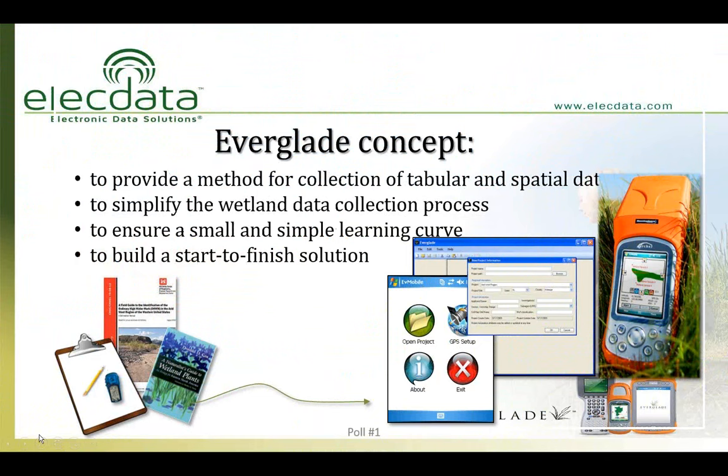The Everglade concept was that we'd provide a software platform for both the computer and your global positioning system that would provide a method for the collection of tabular and spatial data. We'd simplify the wetland data collection process, have a short learning curve, and basically provide you a start-to-finish solution. So essentially, if you look at the graphics on the screen, the Everglade concept is replacing everything that you would typically take to the field with you, your pen and paper, any notebooks, things like this, and putting all of that information on your global positioning system.